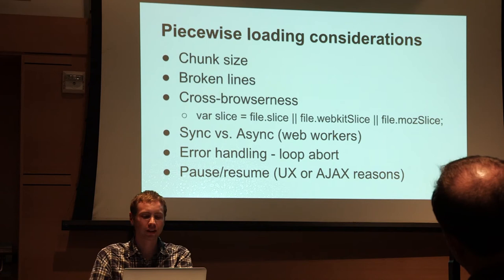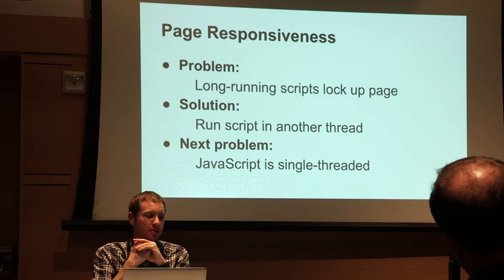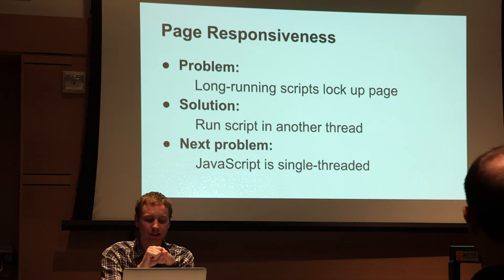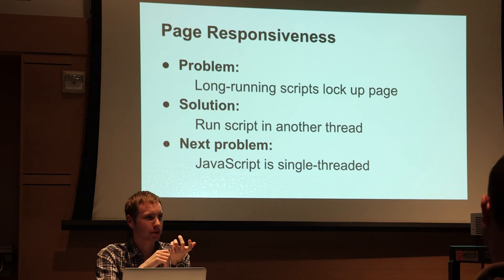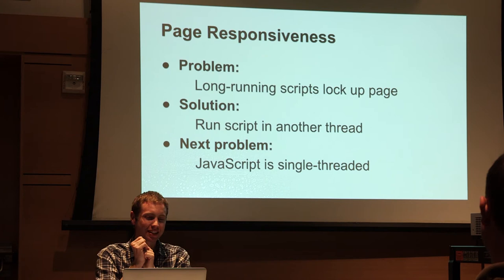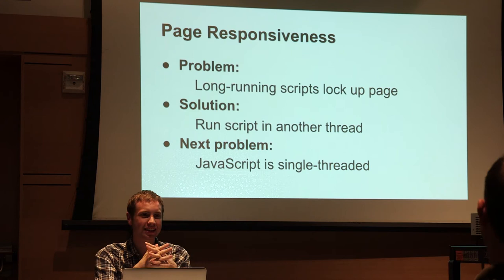So the next issue about performance is keeping the page responsive. So now we know how to keep the tab alive. We know how to limit memory usage here. But when we are doing the actual processing, when we are going through all that data that we just loaded in this new chunk, it locks up the page, right? Because JavaScript is single-threaded. And that's a problem because typically the solution would be, well, you run the script in another thread and then the operating system will interleave the activities and keep your applications responsive. And that's really great, but in JavaScript, you can't really do that.